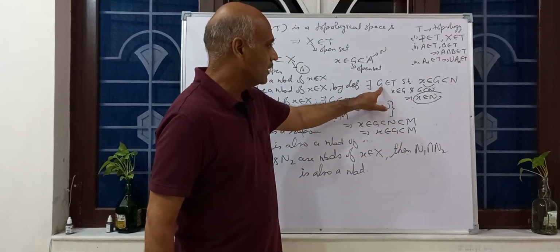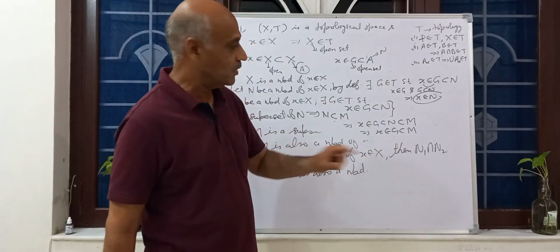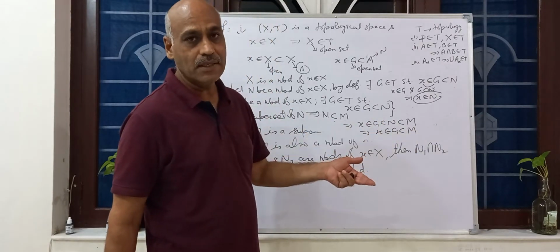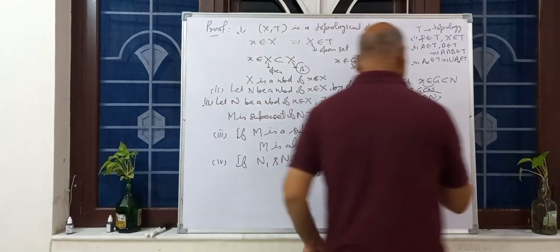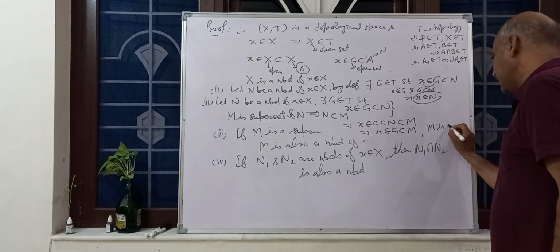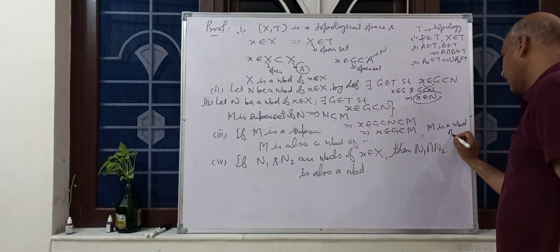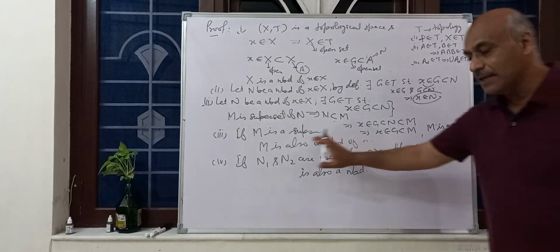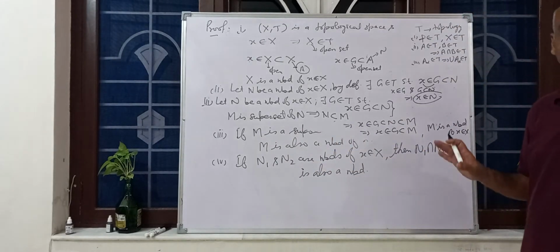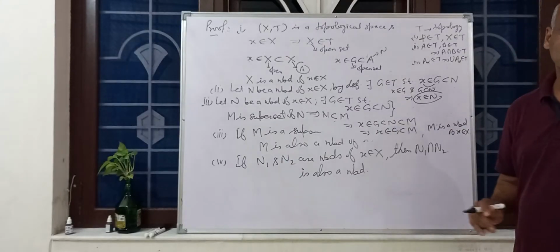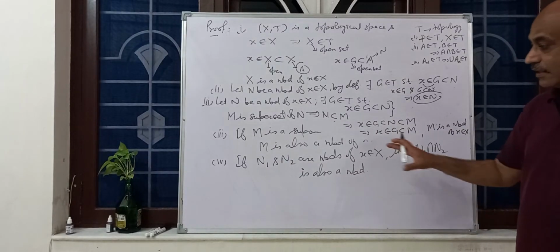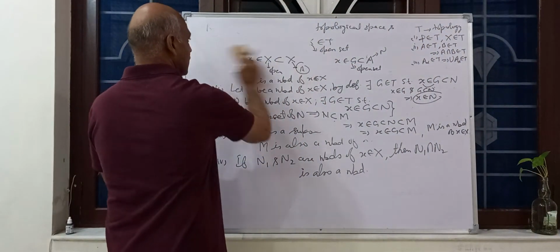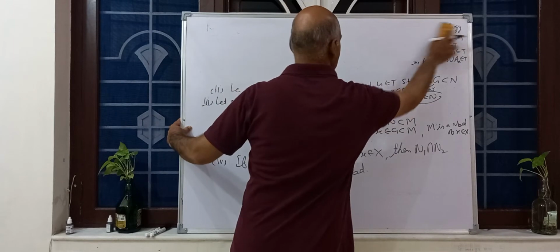G is open, G belongs to T. So x belongs to G subset of M. It means M is a neighborhood of x. So if M is a superset of a neighborhood N, then M is also a neighborhood. Now we show the intersection of two neighborhoods.